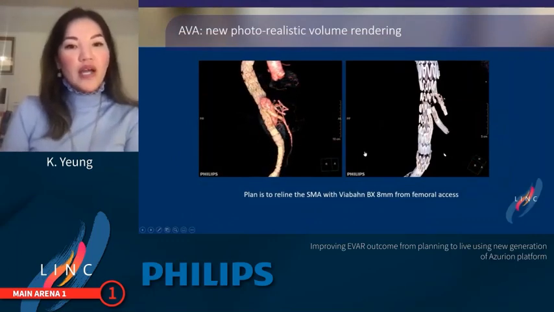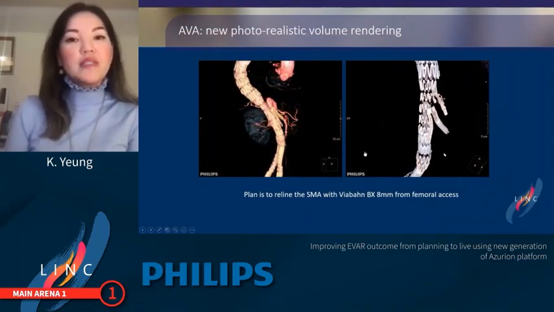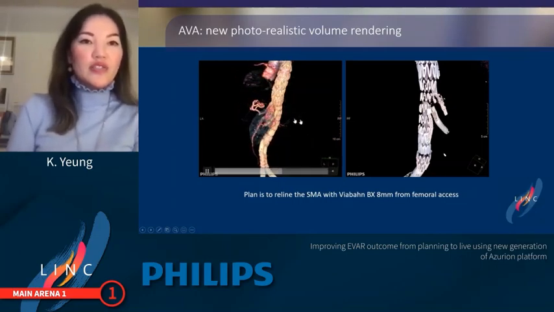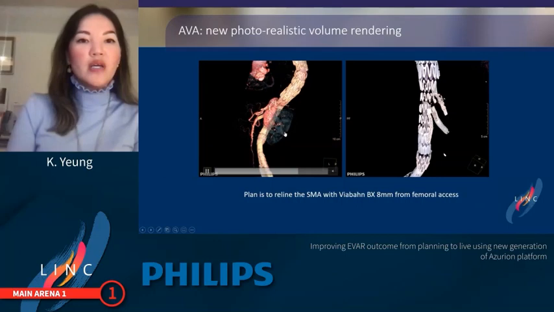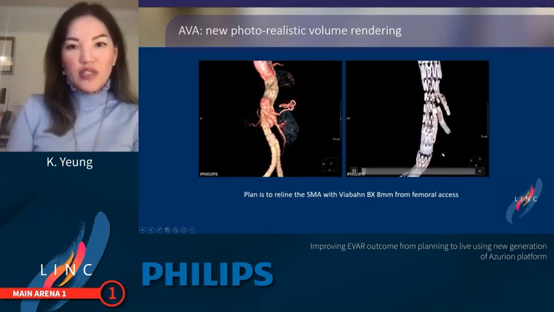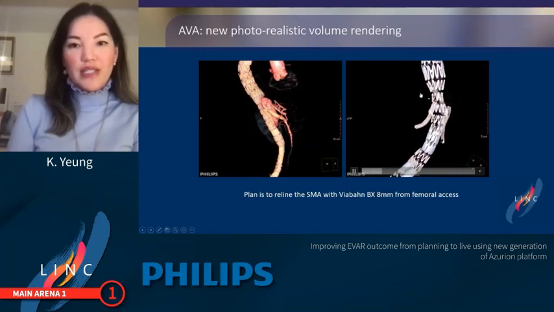So our plan is to reline the SMA with the Viabahn BX 8 mm from femoral axis. On the left side, you see the new photorealistic volume rendering, where the endoleak is presented in red. And on the right side, you can see the disconnection of the SMA graft with the branch.